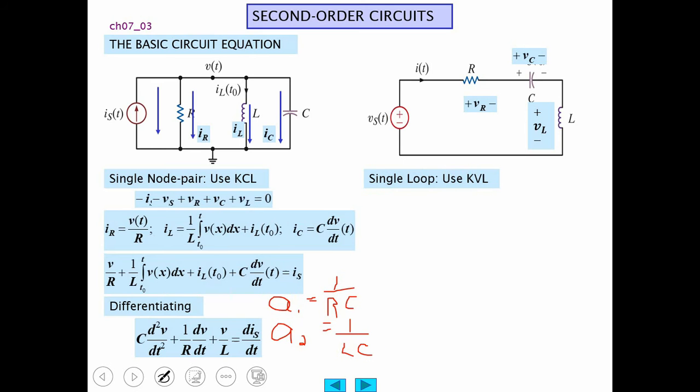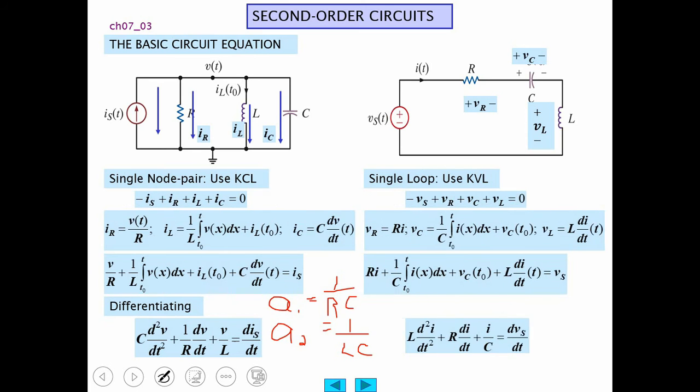Moving on. Go to this equation. A2 in both cases is going to be 1 over LC. A1 in this case is going to be R over L. Okay. Remember that. Write that down somewhere. Keep it handy as a reference as we go back and forth between all these equations.